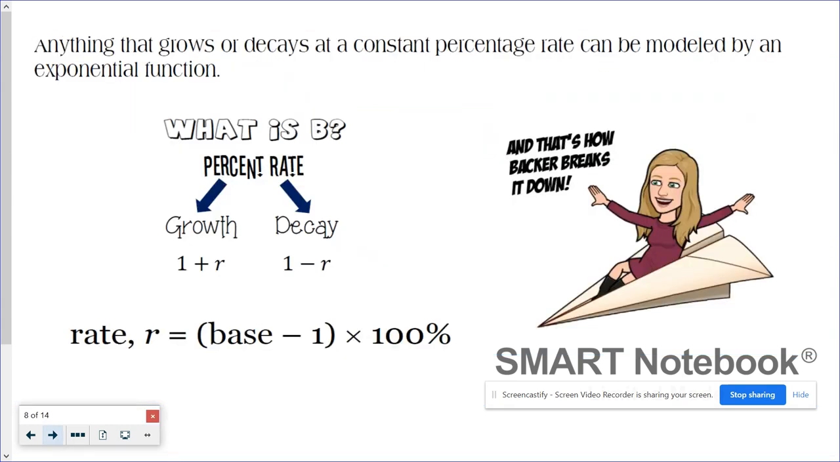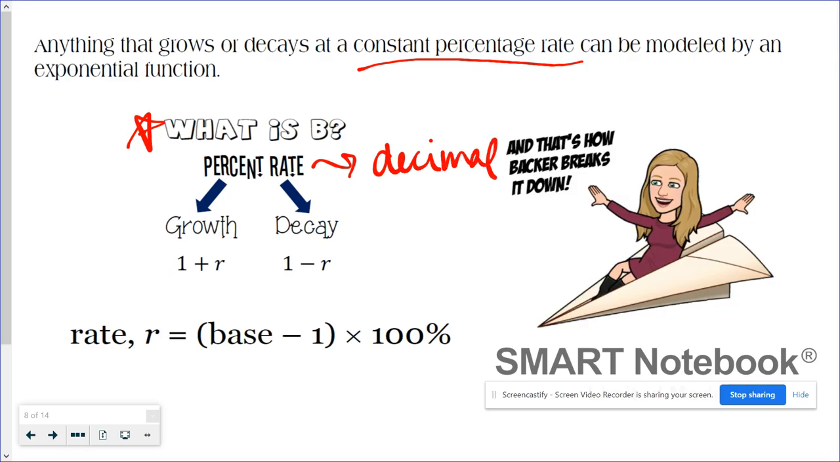So, anything that grows or decays at a constant percentage rate can be represented with an exponential function. When it comes to what b is, turn that percent rate into a decimal, moving it to the left. Then your growth factor is equal to 1 plus r. And if it's decay, your decay factor is 1 minus r. To go backwards and analyze an exponential function, you can calculate the percent rate by going base minus 1 times 100%.